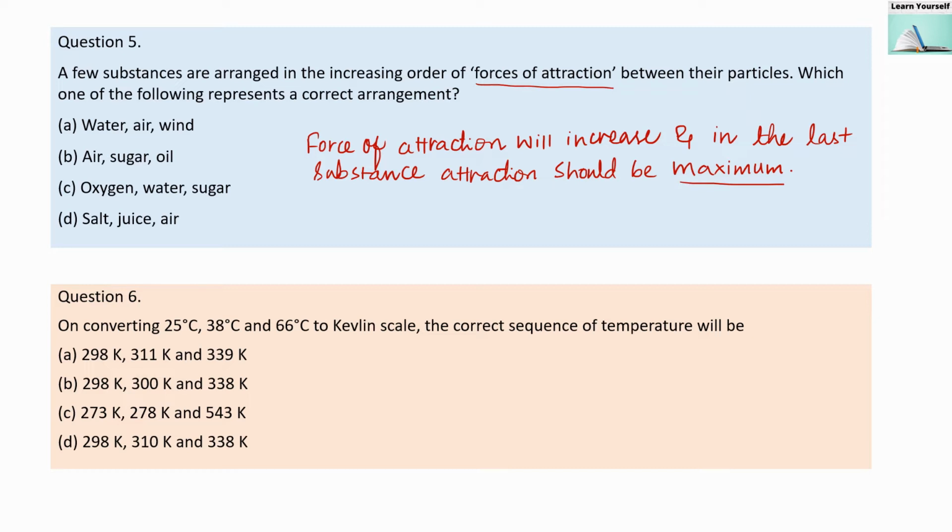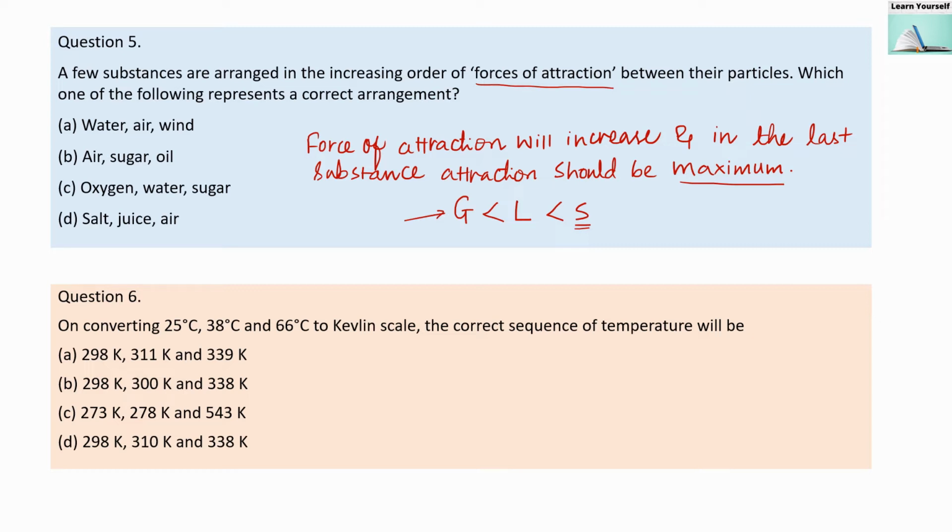We know that in the gaseous state, the attraction is minimum, then comes the liquid state, and then comes the solid. So solids have the maximum force of attraction. Gases have the least force of attraction, liquids are in between gaseous and solid, and solids have maximum force of attraction. So if we can see this sequence in the substances, then that would be our answer.